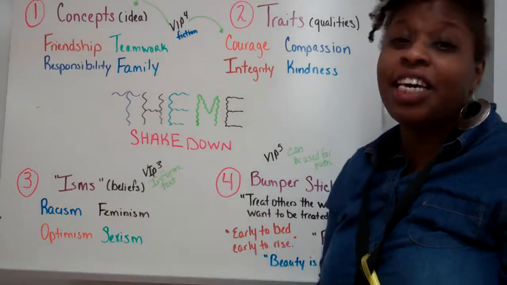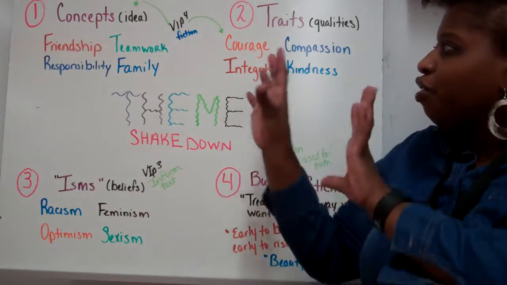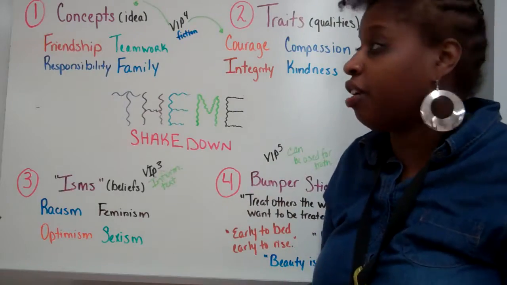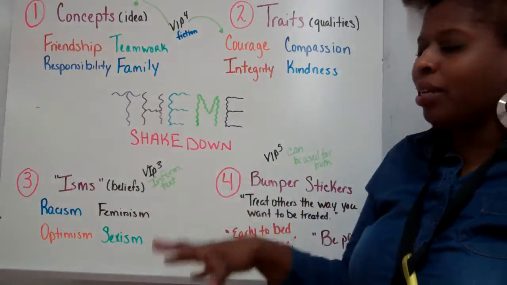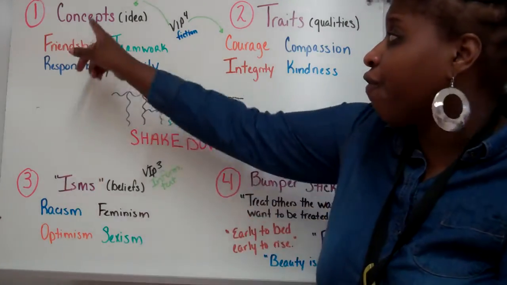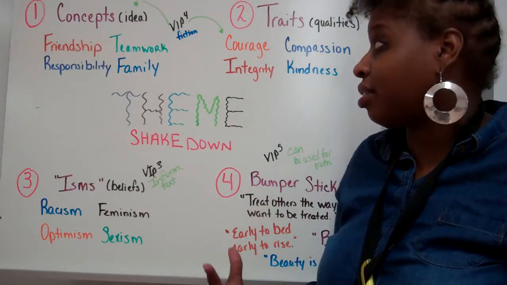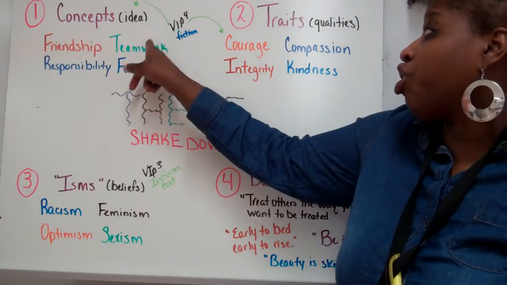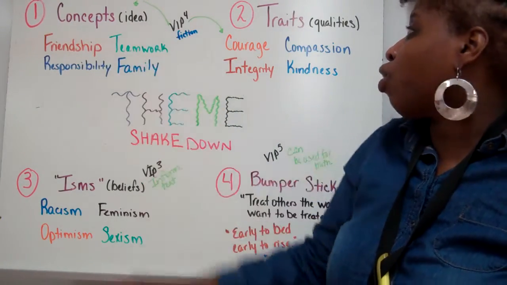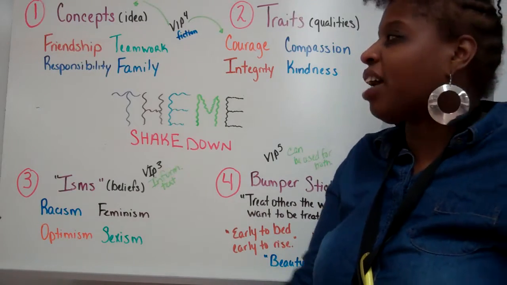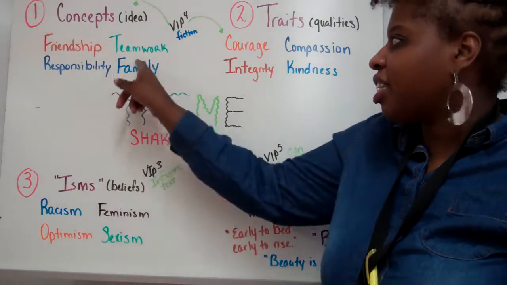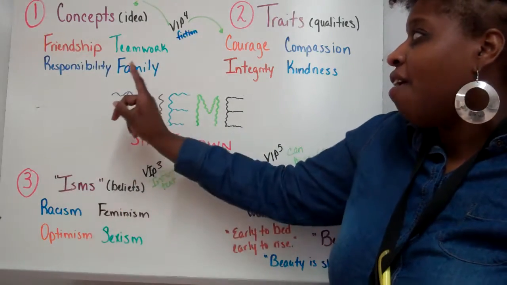So, theme shakedown. There are 4 concepts behind themes, or 4 common areas of themes. The first one is concepts or ideas. Typically, VIP number 4, you're going to see this in works of fiction. So you have concepts or ideas like friendship, teamwork, responsibility, family.